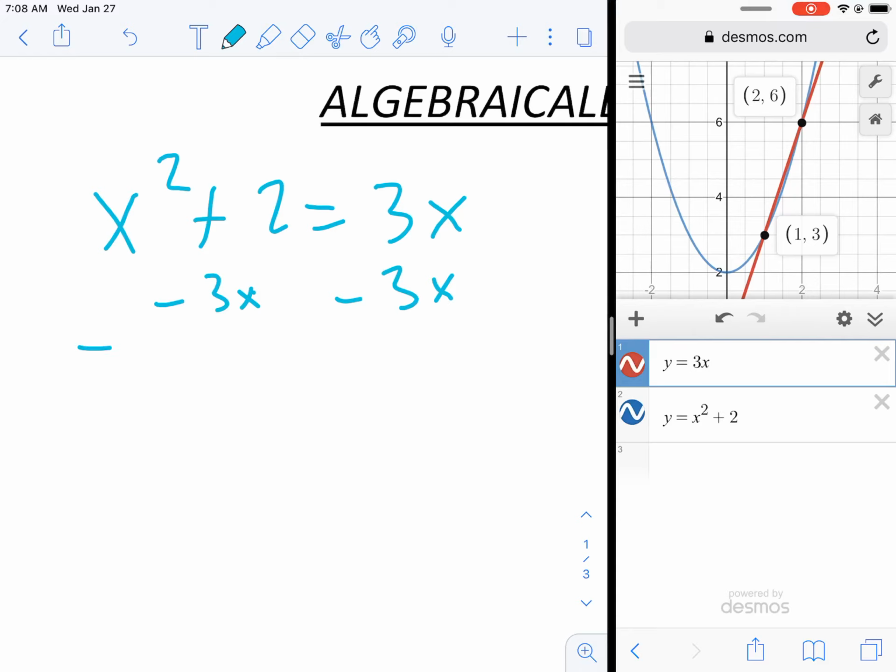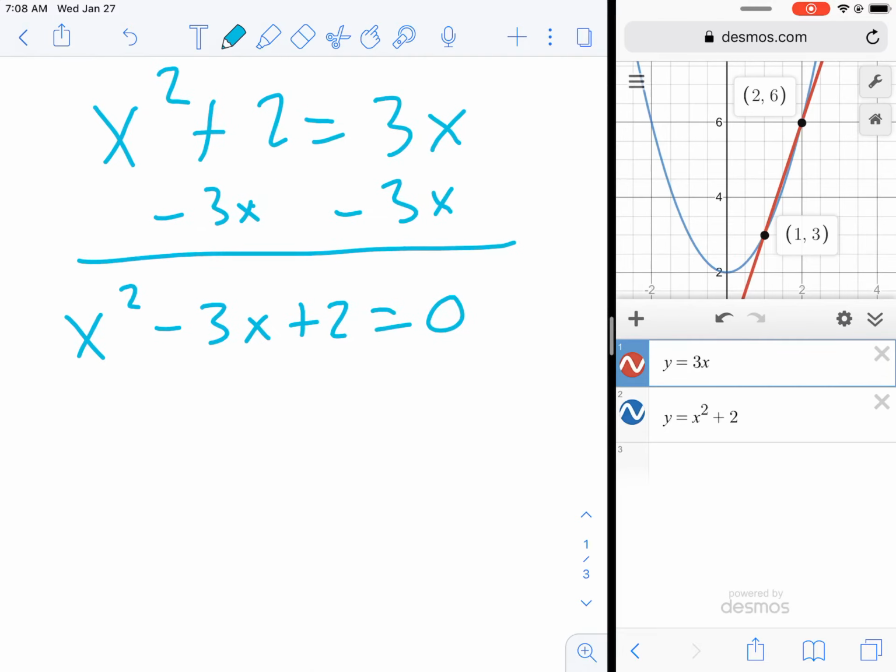You could solve by completing the square. You could solve by the quadratic formula. You can solve by factoring. Either way, remember, you want to get everything onto the same side.